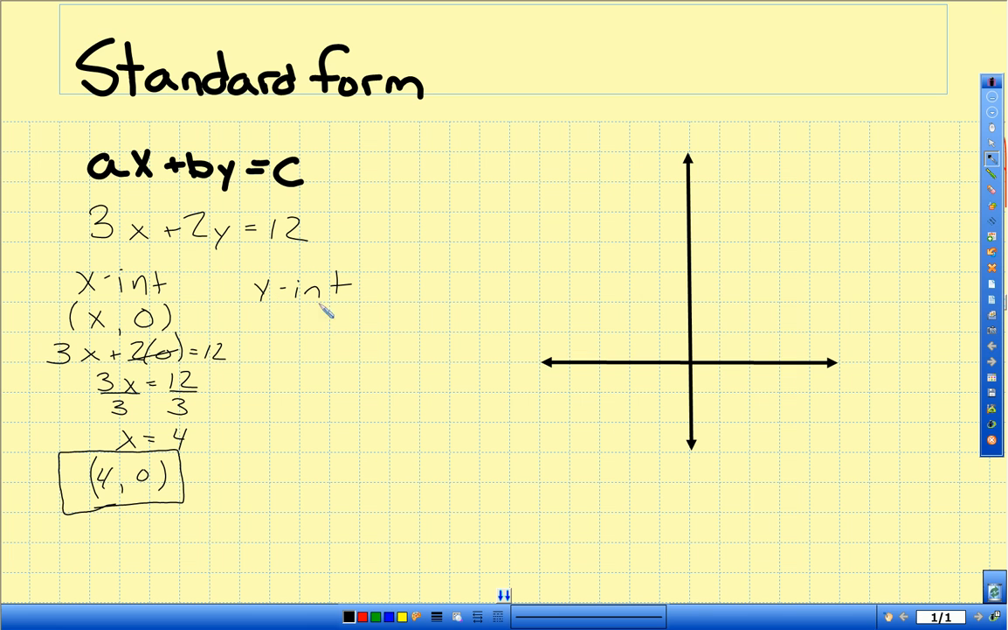The other side, the y-intercept. Again, the y-intercept is a point where x is 0 and y is the value you want to find. So we'll just repeat the exact same process we just did, except this time x will be 0. So 3 times 0 plus 2y, we'll leave y as it is because that's what we want, equals 12. On the other side, 3 times 0 is 0. We now have 2y equals 12. Divide both sides by 2.